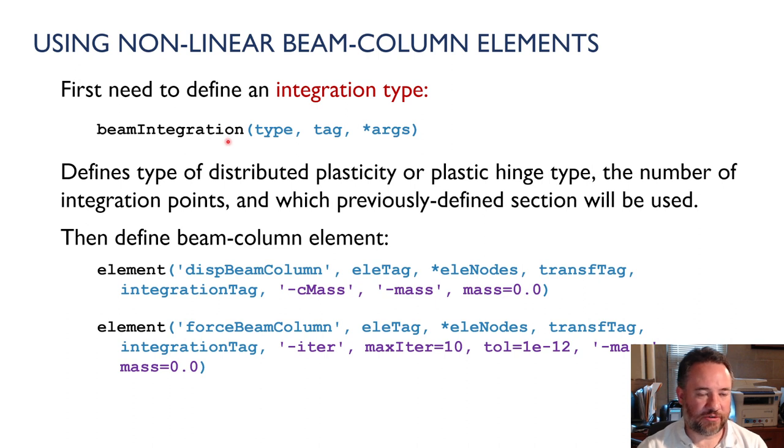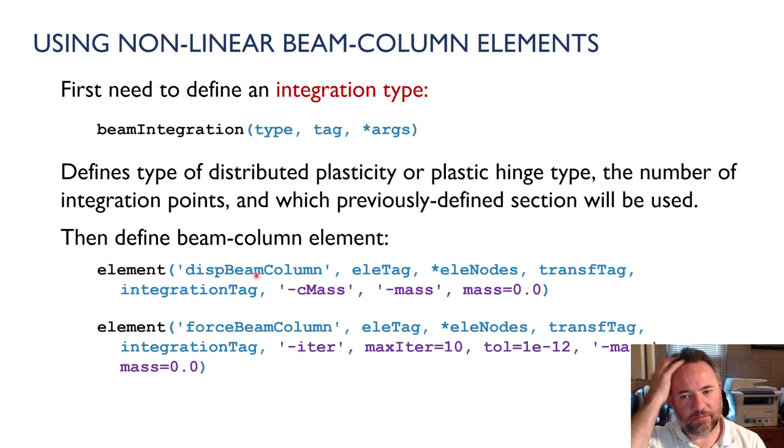Then after I define my beam integration type, and I can have multiple of these if I have multiple different types of beams that I want to use, then I define my beam column element, either displacement-based beam column or force-based beam column. And again, I would recommend probably in most cases you use this one. You can experiment though, especially on assignment one, you could totally experiment with displacement-based beam column because it's a very small model.